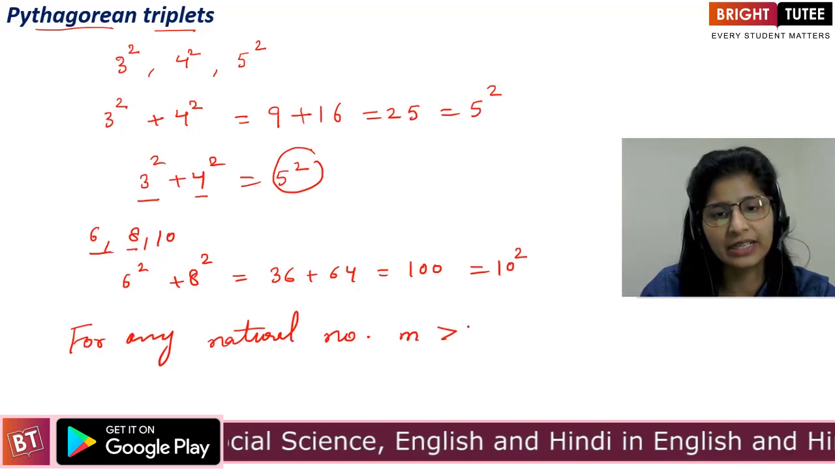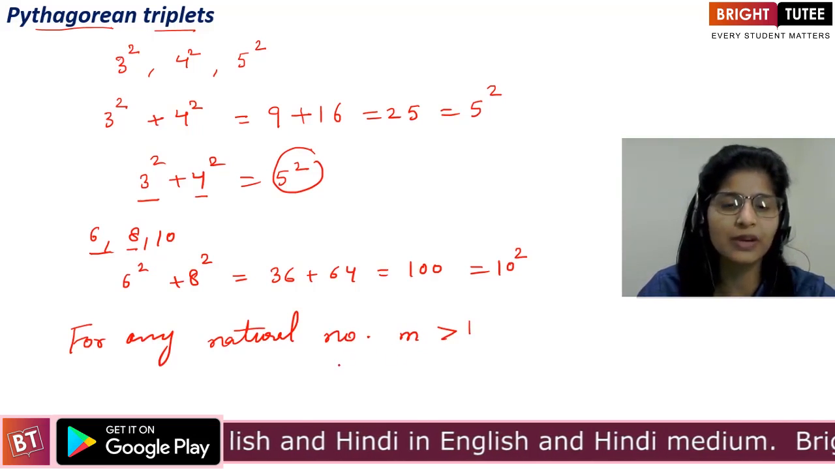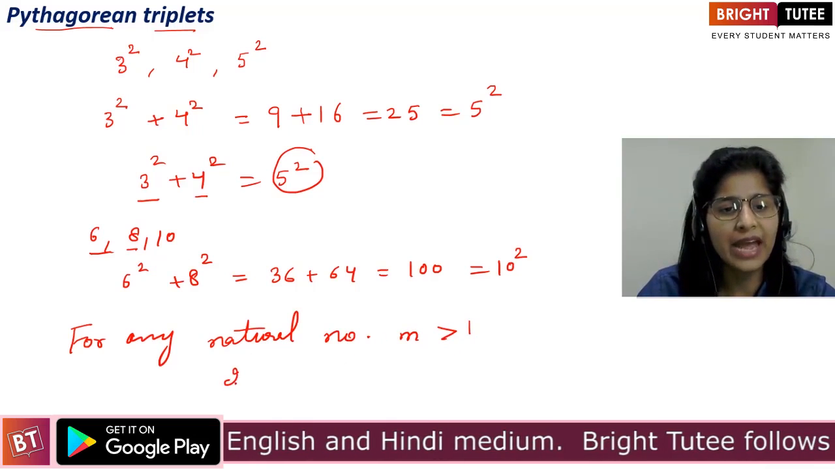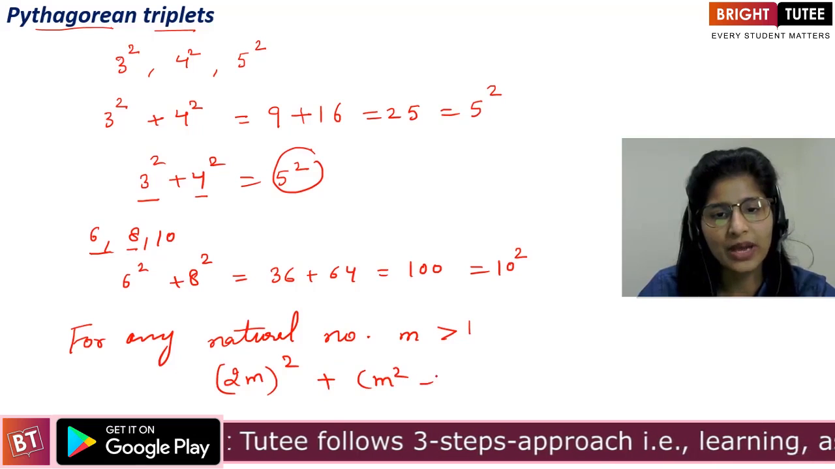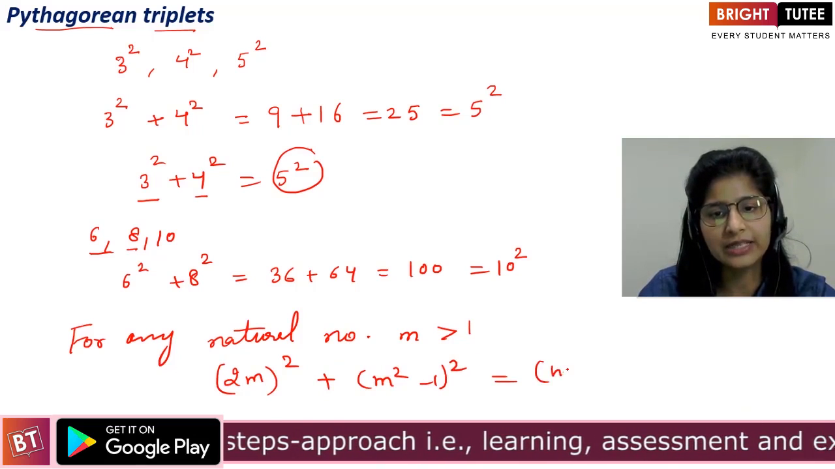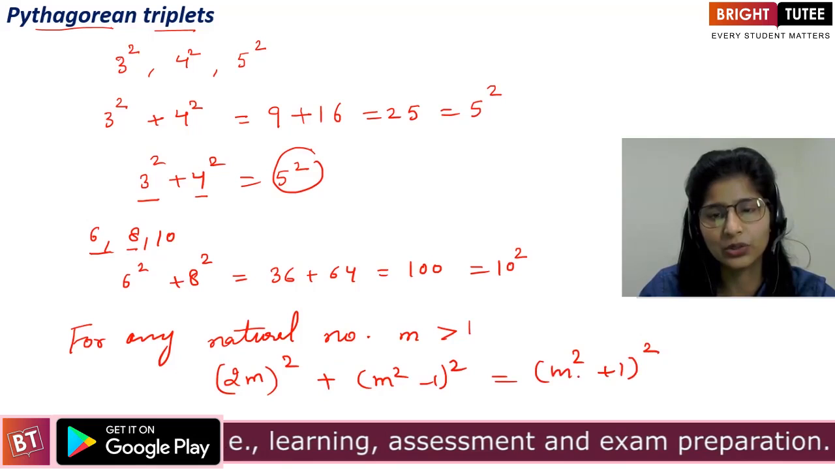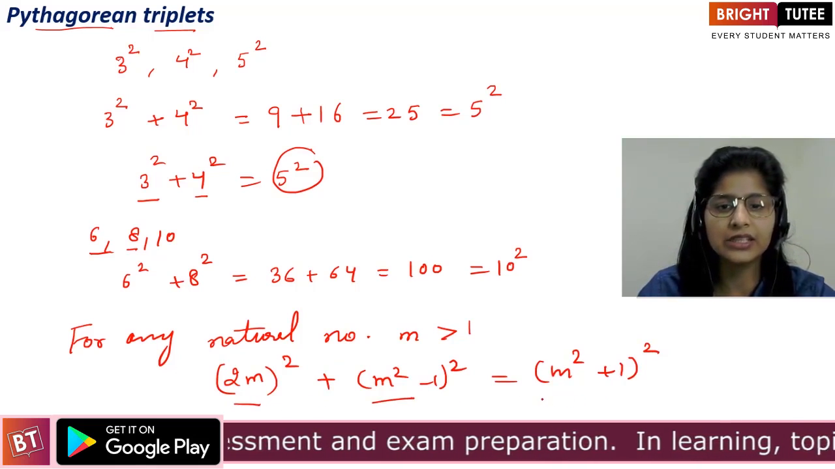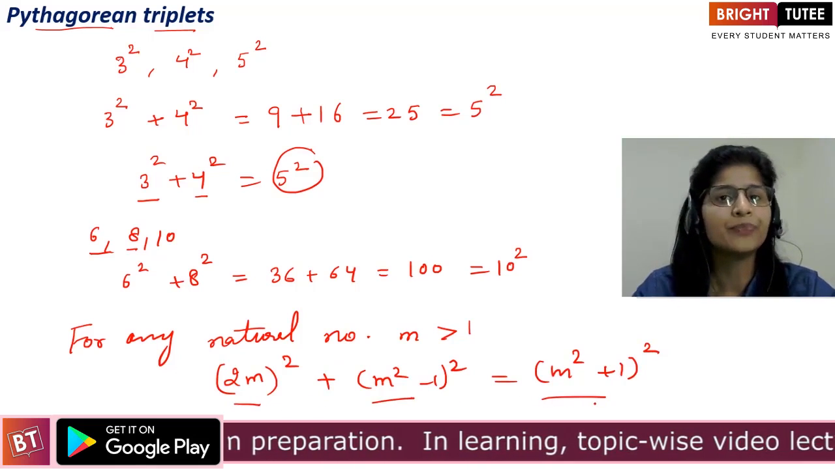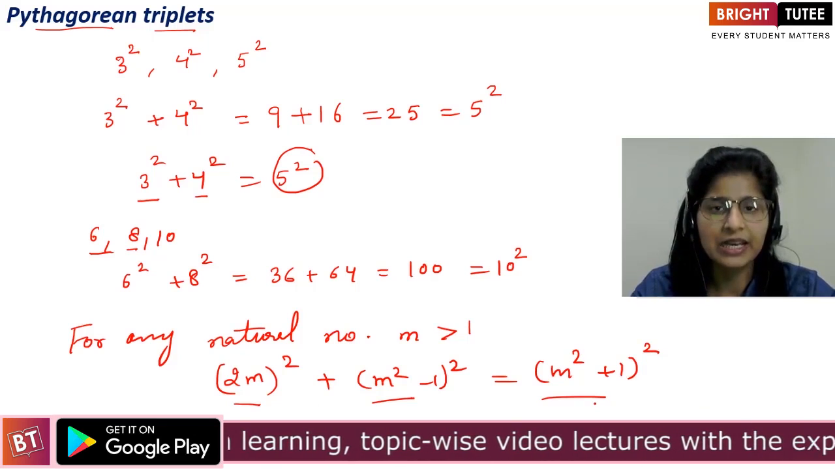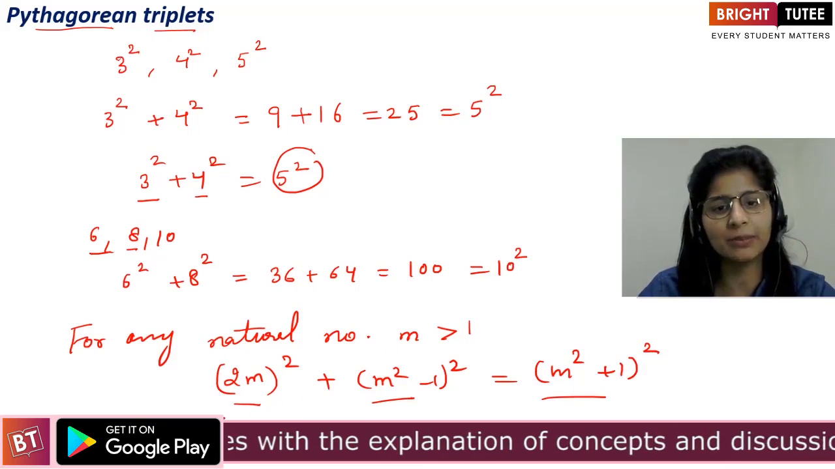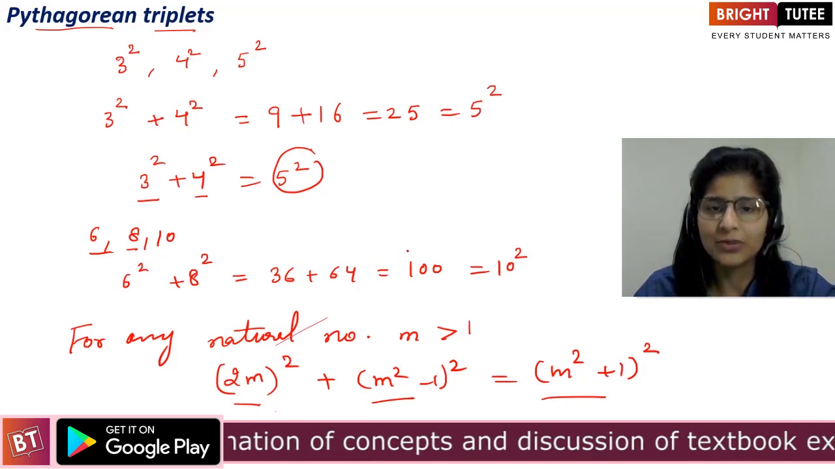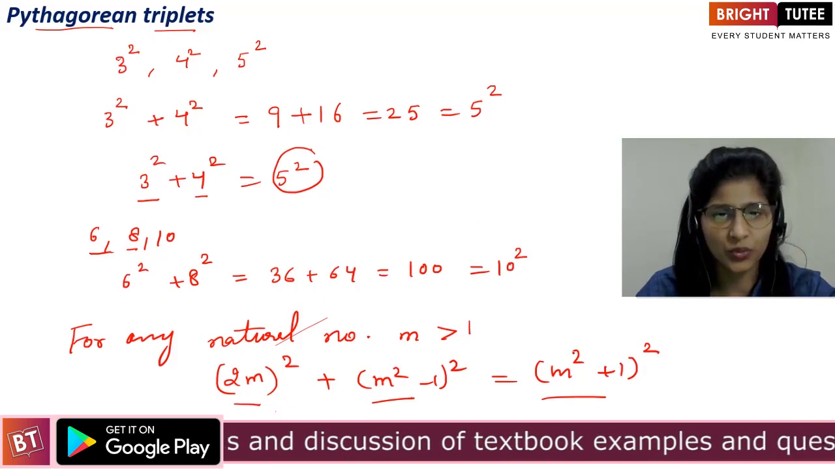So we know that for any natural number m which is greater than 1, this applies to numbers which are greater than 1, we have (2m) whole square plus (m square minus 1) whole square equals (m square plus 1) whole square. So these three are the general form of the Pythagorean triplets. Let us identify how. Every time you are given three numbers, you can equate them to 2m, m square minus 1 and m square plus 1.